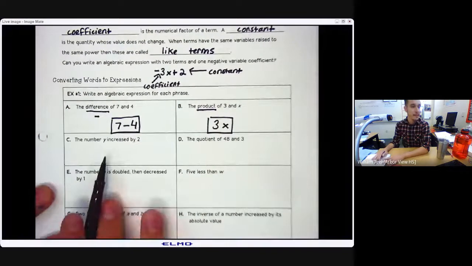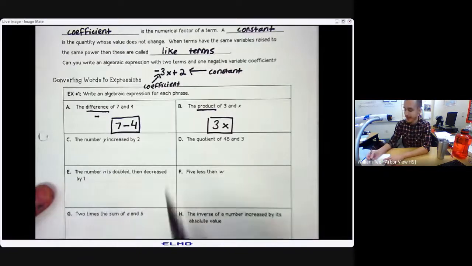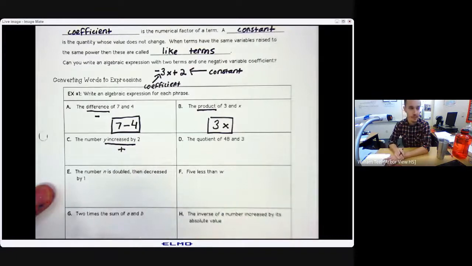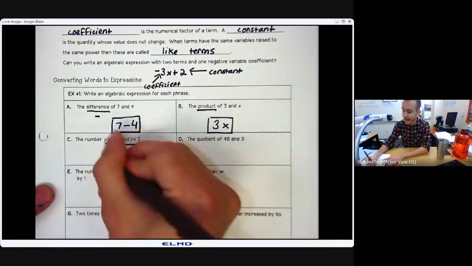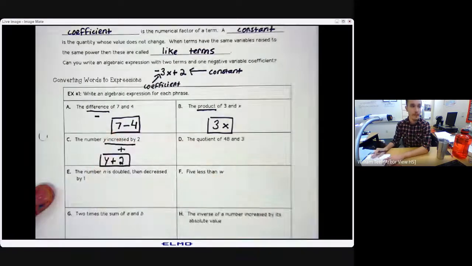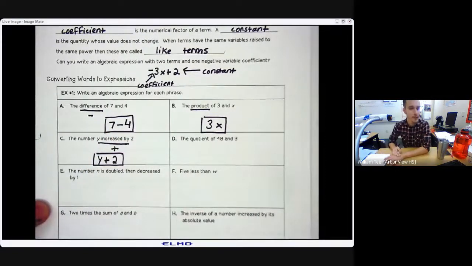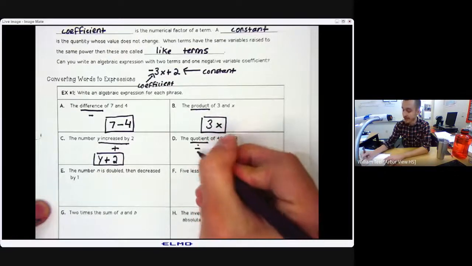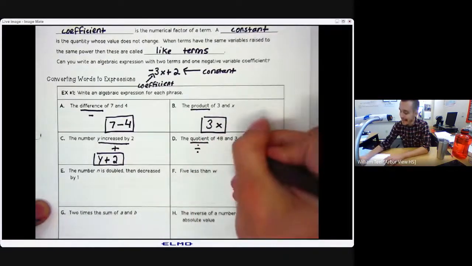Part C, the number y increased by 2. The keyword here is increased by. That implies that we are adding two terms together. So we're going to say y plus 2. Moving to part D, the quotient of 48 and 3. Quotient is a vocabulary word that means division. So we're going to be taking 48 divided by 3.